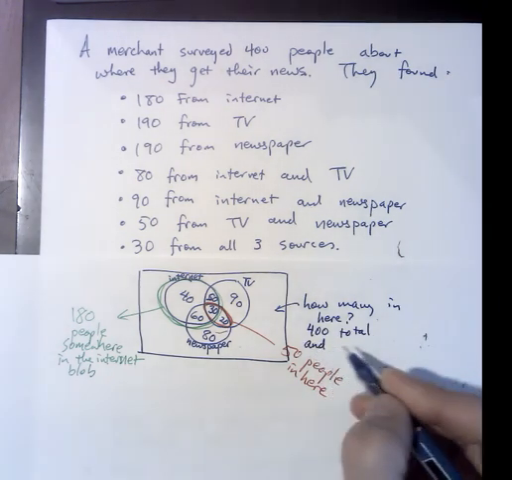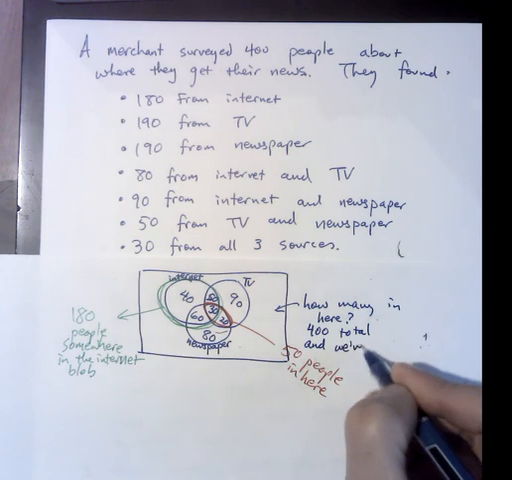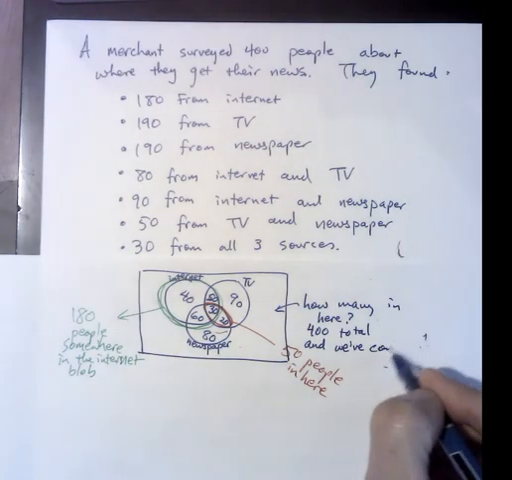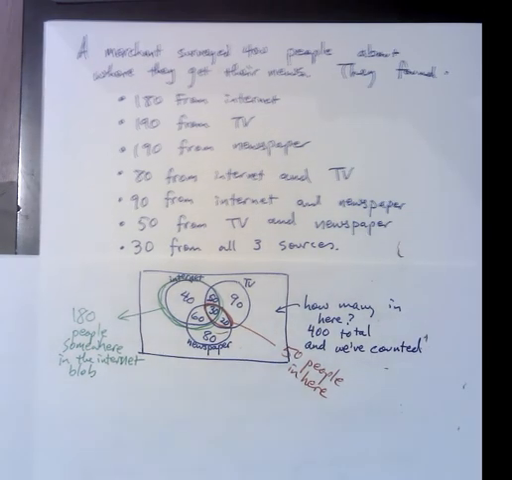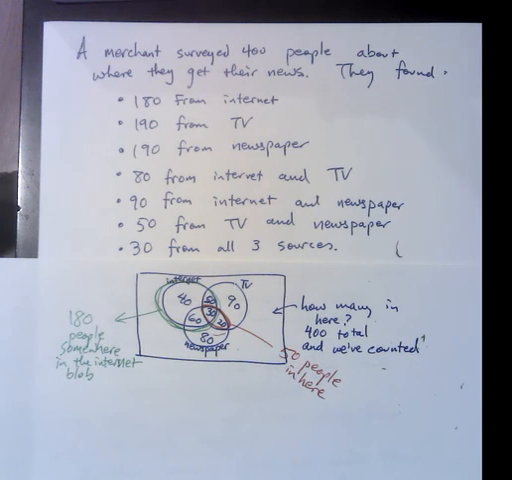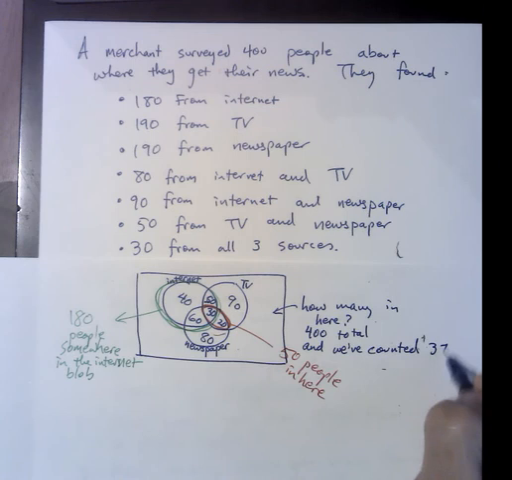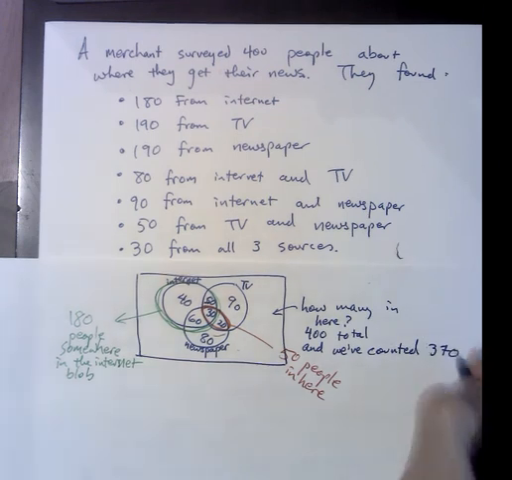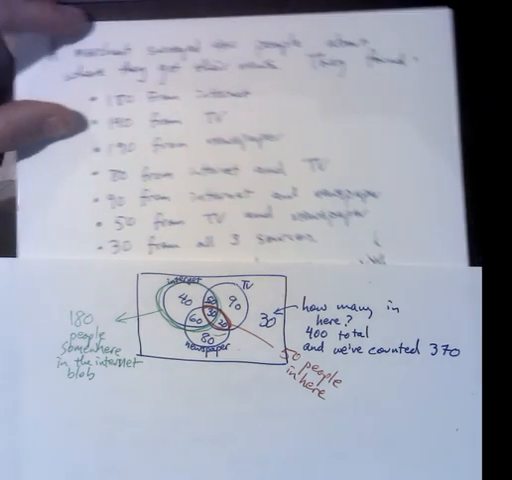and we've already counted, let's add up all these numbers. We've counted 40 plus 50 plus 90 plus 30 plus 60 plus 20 plus 80, 370. So 370 people have been counted already. That means 30 people have yet to be counted. 30 people need to go in that outer region. Let's answer some questions now that we've got our Venn diagram filled out.